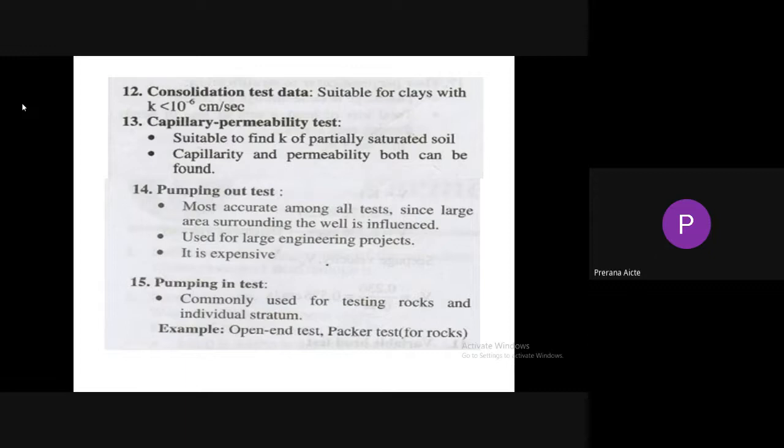Pumping in test is commonly used for testing rocks and individual strata. Examples are the open test and the packer test. So these are used for rocks.